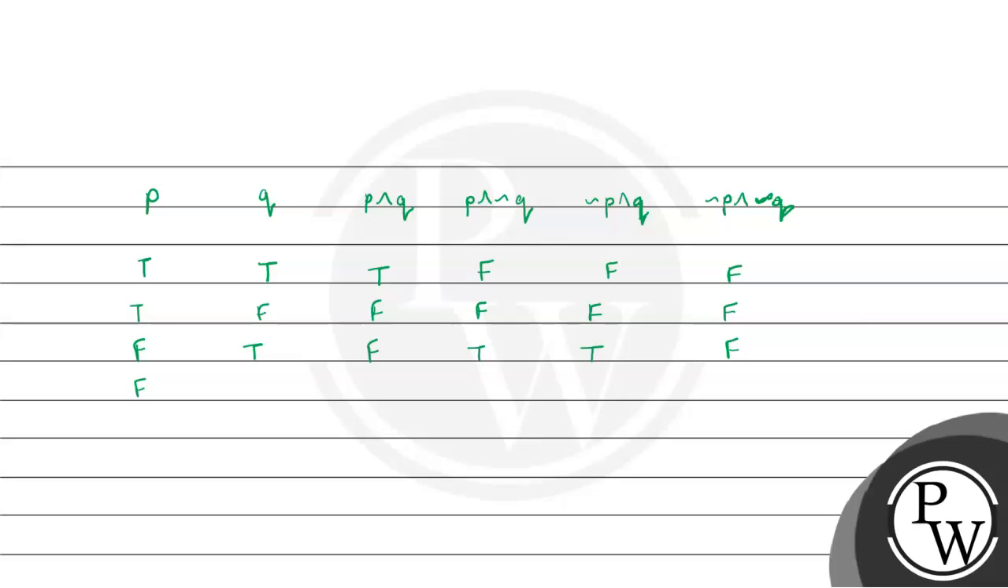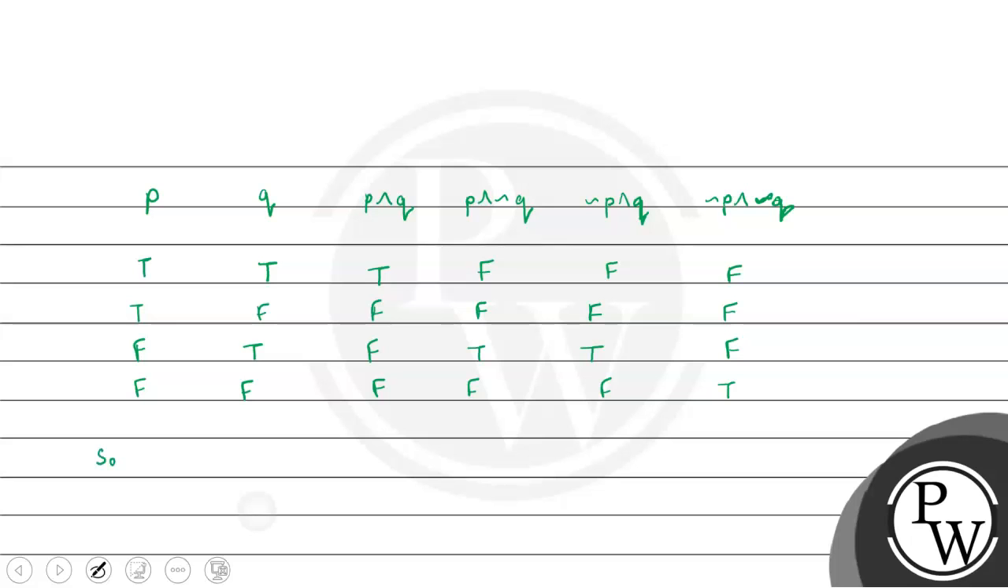अब हम यहाँ पे P और Q दोनों को false लेते हैं, तो P and Q हमारा हो जाएगा false. P and not Q becomes false. Then not P and Q becomes false. Then not P and not Q becomes true. So I can write that.